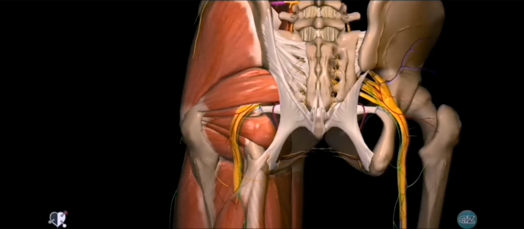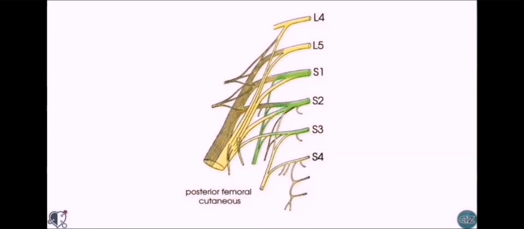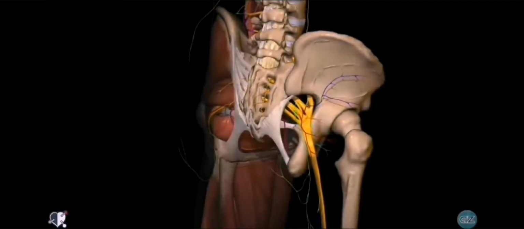In terms of sensory function, the tibial portion innervates the skin on the posterior lateral surface of the leg as well as the sole of the foot. The common fibular portion innervates the skin on the anterior lateral surface of the leg and dorsal aspect of the foot. The posterior femoral cutaneous nerve originates from spinal nerve roots S1, S2 and S3.